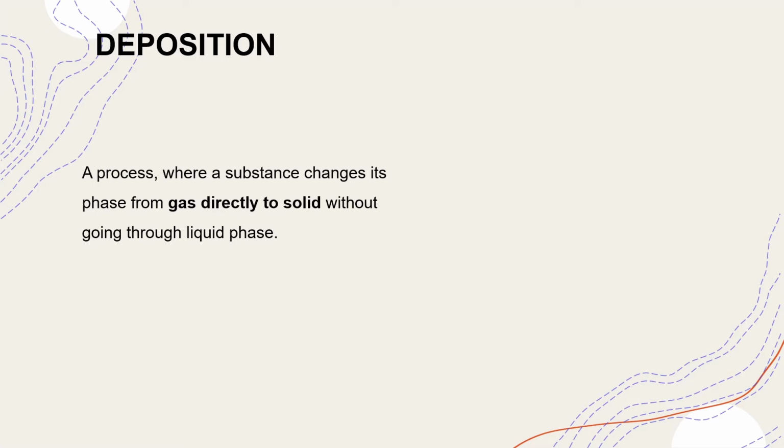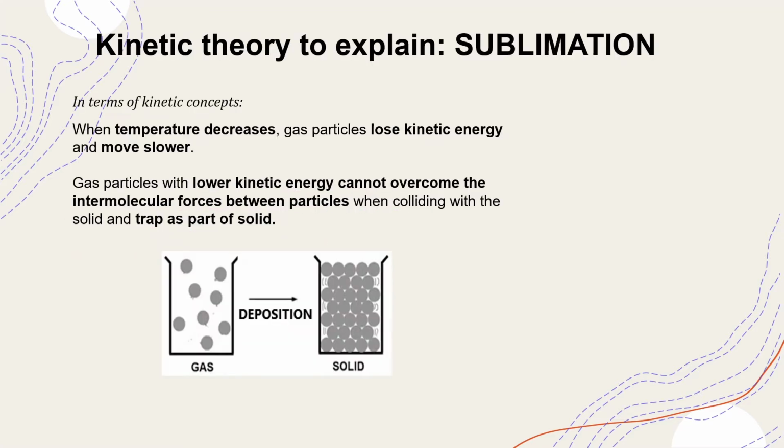What is deposition? Deposition is a process where a substance changes its phase from gas directly to solid without going through the liquid phase. In terms of kinetic concepts, when temperature decreases during deposition, the gas particles lose their kinetic energy and move slower. When the gas particles move slower, they cannot overcome the intermolecular forces between them when colliding with the solid and are trapped as part of the solid.